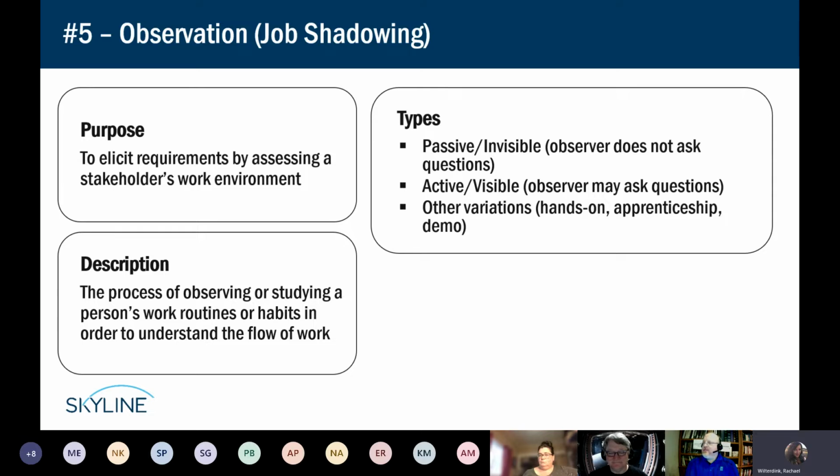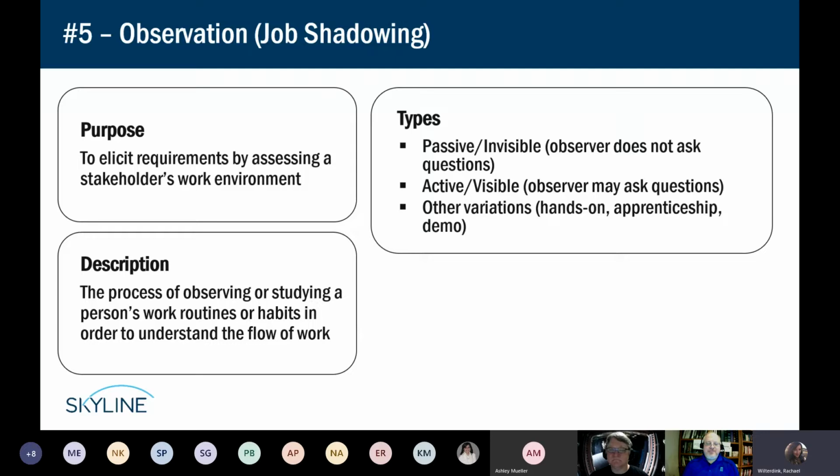But there's two types of observation: passive, or invisible as they also call it, and then active, or visible. And the first one is really, you're just an observer. You're not allowed to interfere with the person or ask questions of the person who's being observed. And the other type is active. So in that situation, you can actively ask them questions. You can interact with them as they're doing their job. You could ask them to narrate as they're doing things. And you really want to just watch as close as you can to get an accurate picture of how they actually work as the process unfolds.